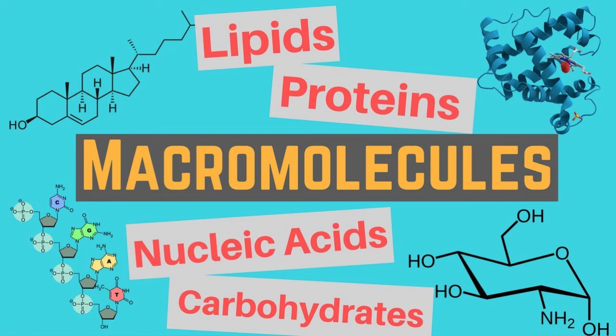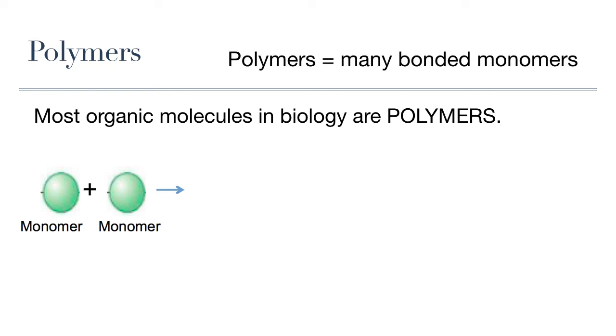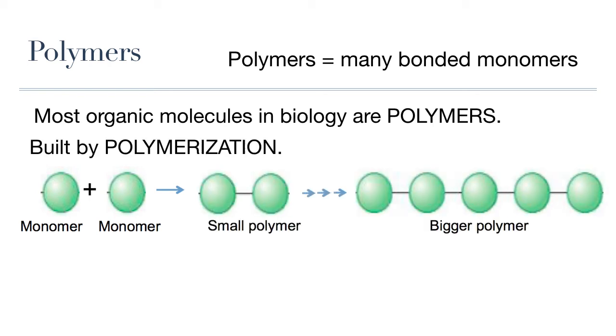And one of the first things that we will discover actually about these macromolecules is how they are built or put together. Most biological molecules are very large and are built by assembling smaller molecules called monomers into these larger molecules, which we actually call polymers. Polymers are basically these large molecules that are made up of many monomers, often in a repeating pattern, and they are put together by a process called polymerization.